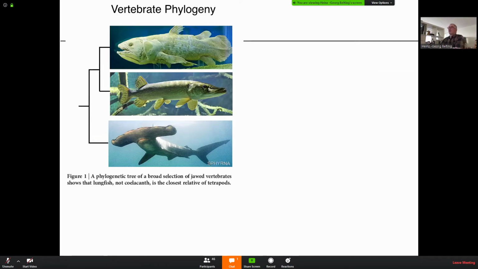So these are now the three major branches of vertebrates, and they're all fish. You have Latimeria, which in German is Quastenflosser. You have a teleost here, which is the pike perch. And as an outgroup, we have the cartilaginous fish, which is a shark, basically.